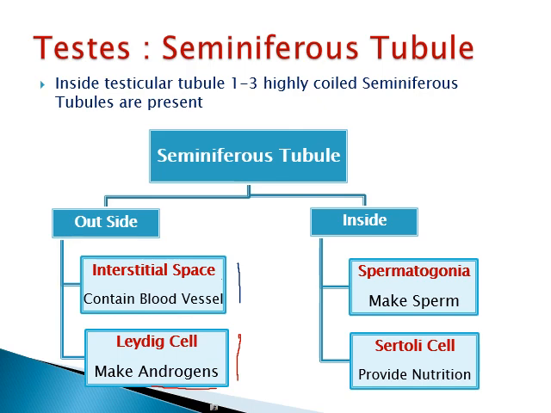Inside the seminiferous tubule are the spermatogonia. These are the male germ cells and their main function is to make sperms. Apart from this, Sertoli cells are also present inside the seminiferous tubule and their main role is to provide nourishment.